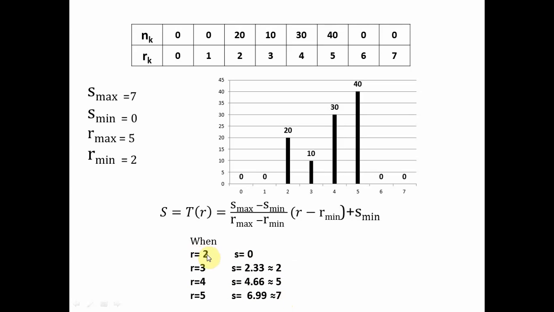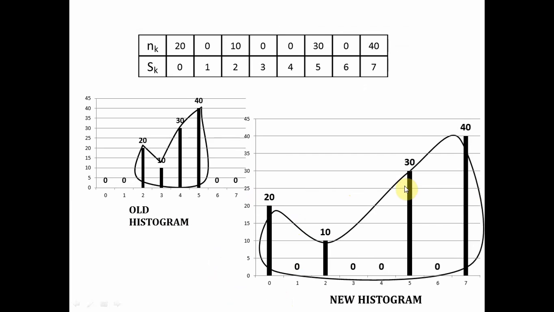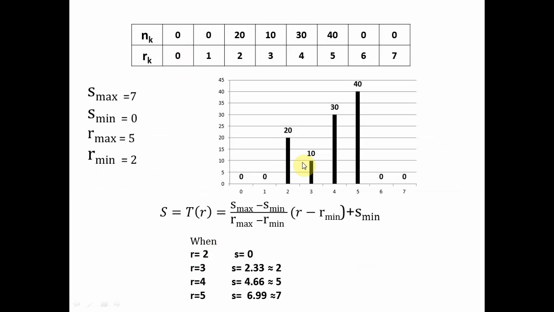When you were having 2 to 5, that is R minimum 2 and R max 5, now you have the new values, S minimum 0 and S max 7. It means you have stretched from 0 to 7. What will be the output? Now you have a new value. 0 repeats 20 times because 2 has 20. Now you have a new input gray level, that is 0. Now 2 will be represented as 0 in the output because you have stretched.